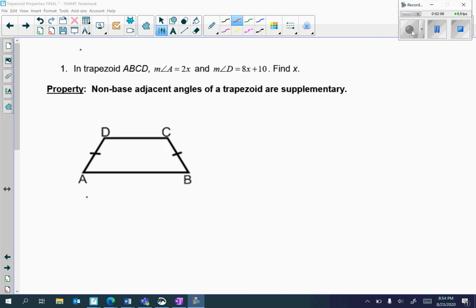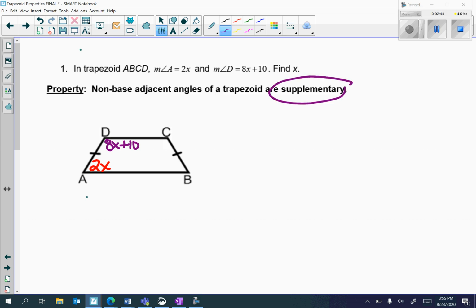Let's take a look at a question. Number 1, in trapezoid ABCD, angle A is equal to 2x, so let's label our diagram. And measure of angle D is 8x plus 10. Find x. So the property we are going to be using here is non-base adjacent angles of a trapezoid are supplementary. So remember that angle A and angle B are my base angles, but angle A and angle D are adjacent, meaning that they're next to each other.